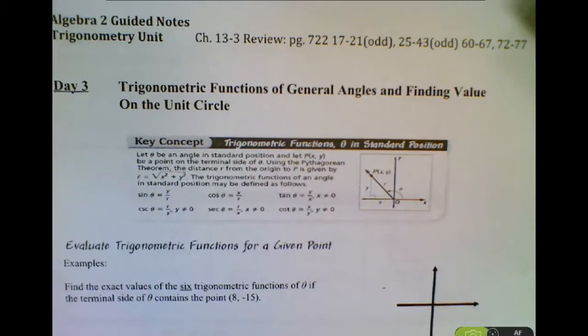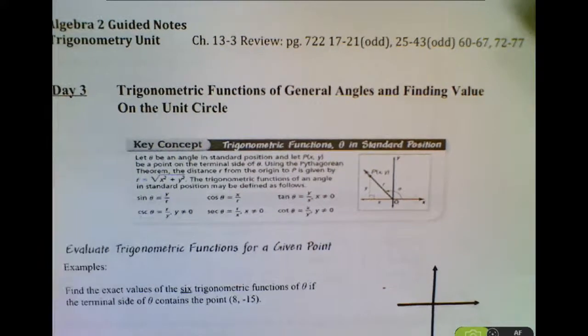Okay, so today we're working on day 3 of our trig notes, trig functions of general angles by finding values on the unit circle. By now you should be pretty adept at the unit circle, and you'll be taking a big quiz on the unit circle tomorrow. It's a 5-minute timed unit circle. You must fill in all the blanks, including radians. And so that's what we're going to be working on tomorrow.